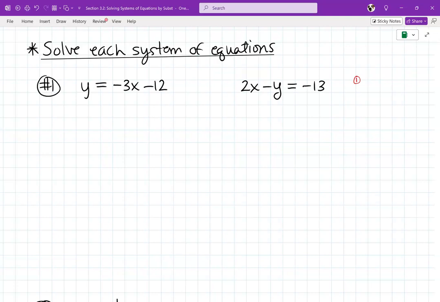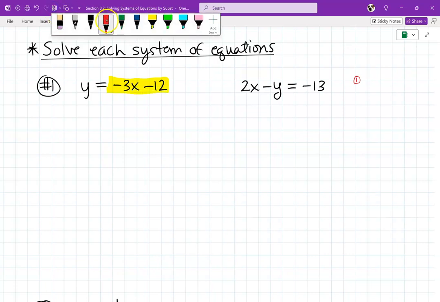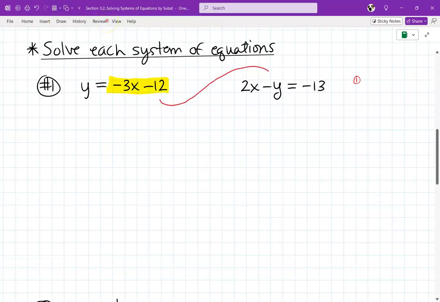Now, to me, the left side equation is already solved, so I'm not going to do anything special. I'm going to say, okay, notice this one says y is equal to negative 3x minus 12. This is what y is equal to. So what I'm going to do is get that and plug it in there. This is my step 2 right there. Solving and plugging it in.